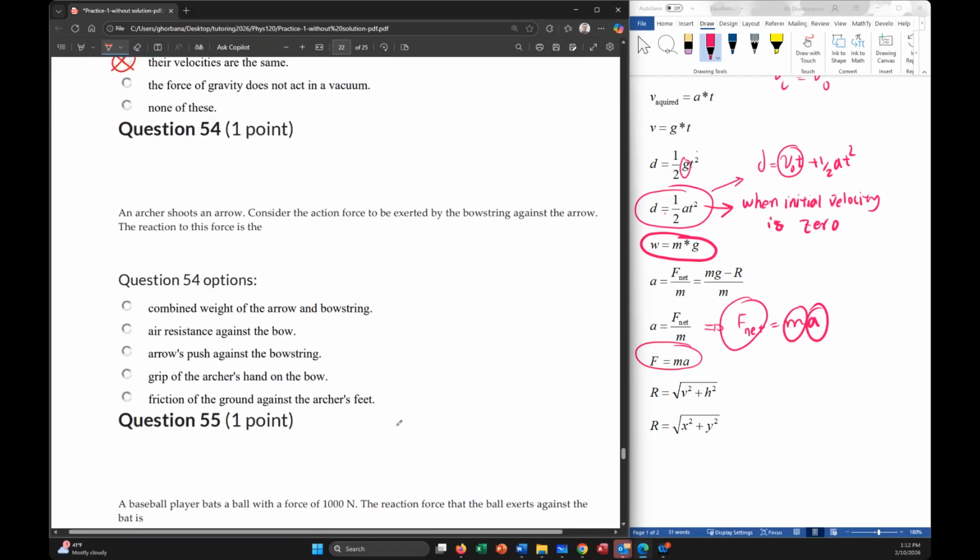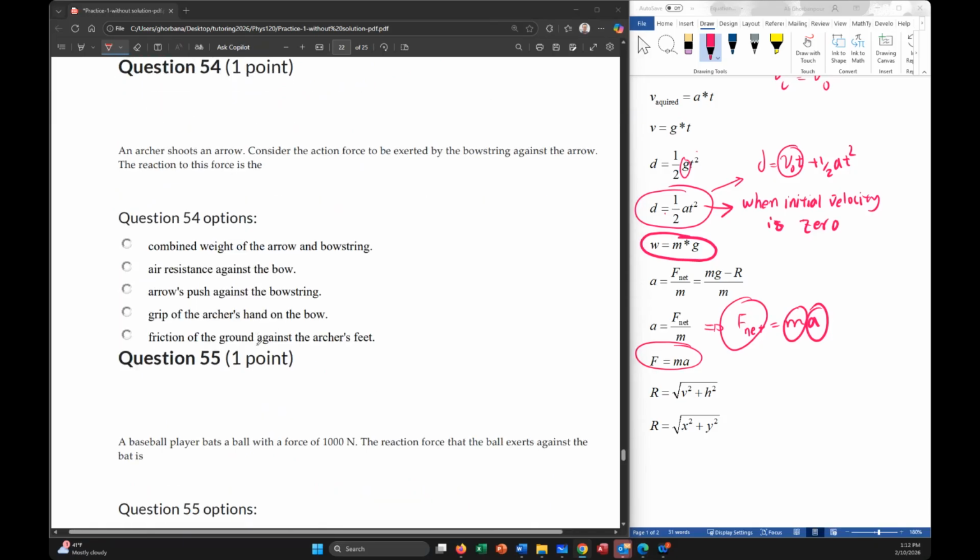54. So 54, okay, we need to just go a little fast. Okay, we have just 15 minutes.